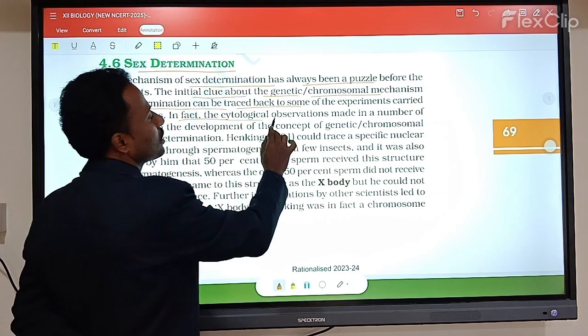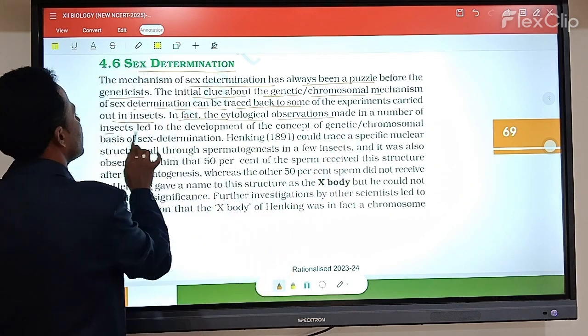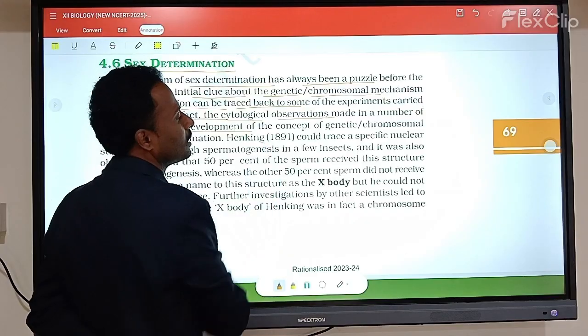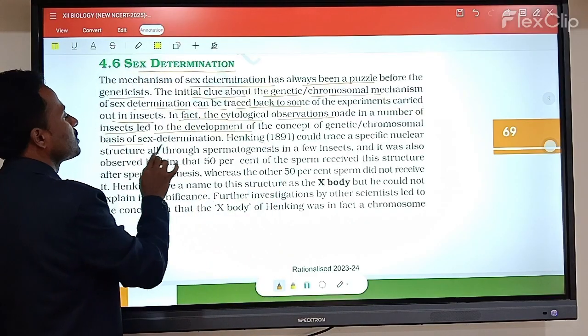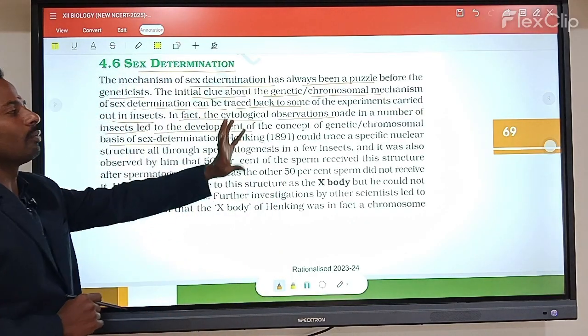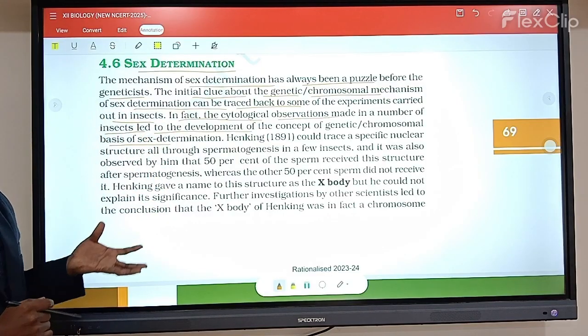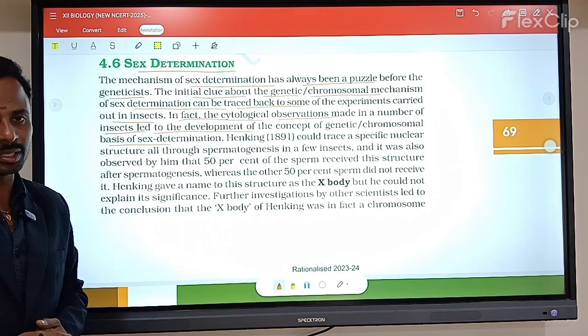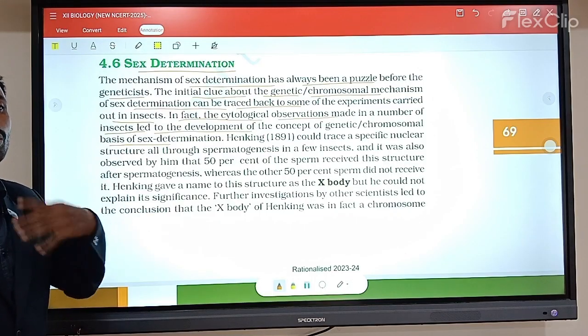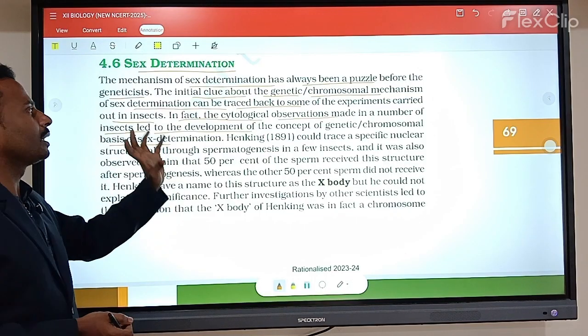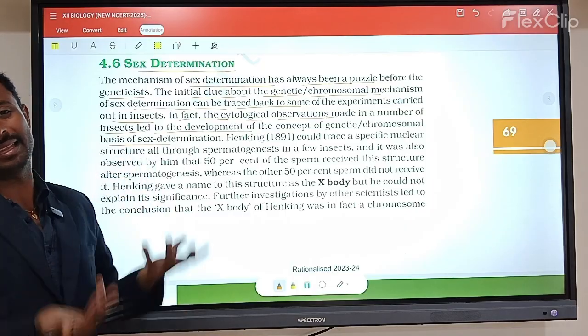In fact, cytological observations made on a number of insects led to the development of the concept of the genetic chromosomal basis of sex determination. So here, the different chromosomal mechanisms show different expressions depending upon the genes and how the chromosomes behave, and they automatically show their characters.